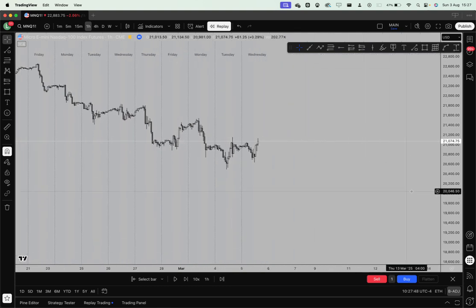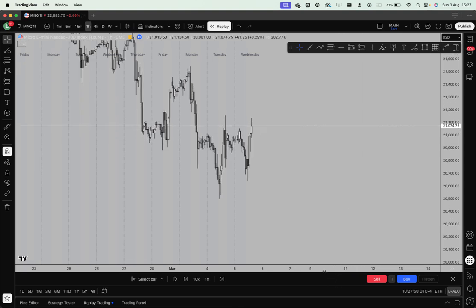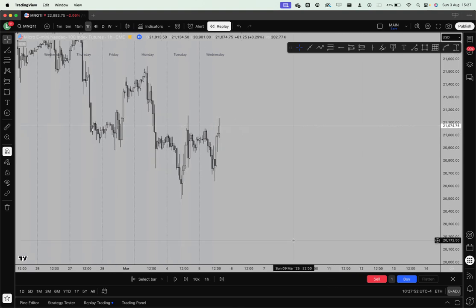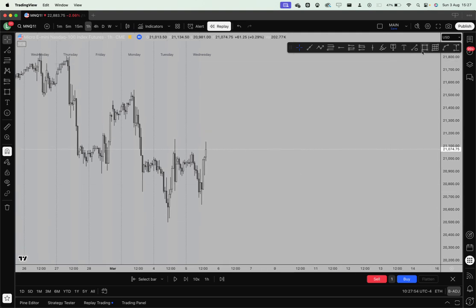I'm not saying this is going to work all the time. I'm not saying you need to mark out every single PD array, but you should be cautious and careful of what you mark out because this is not random. This is not just a random level. I think this has got more meaning, and I'm not going to go too deep into it, but do your own research and see what you think.